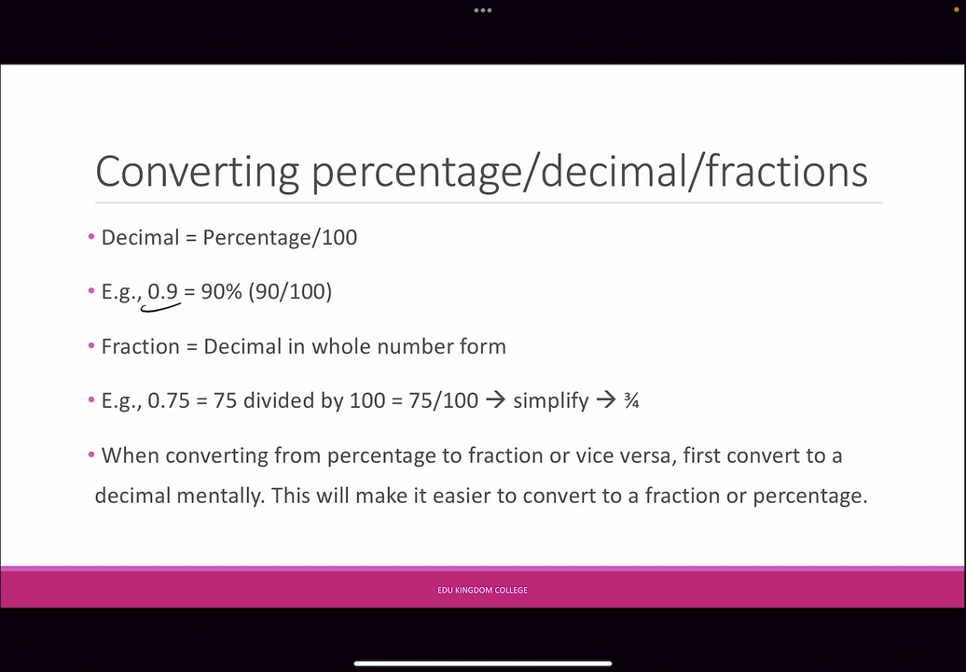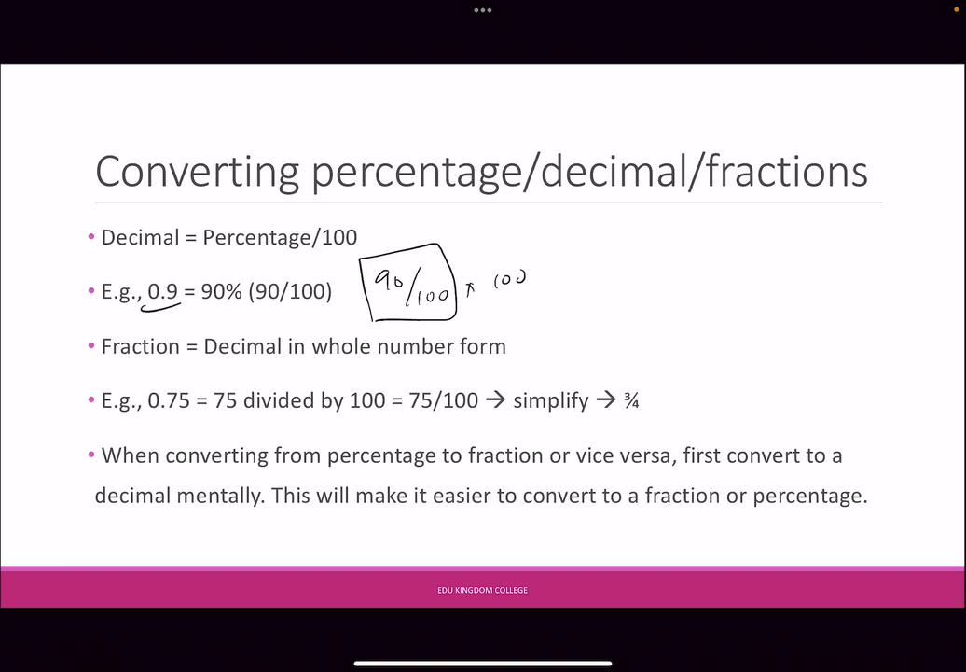A percentage is just a decimal written as a fraction over 100. Sorry, I wanted to clarify that. So if we have 0.9, it's equal to 90 over 100. Basically we're just multiplying the decimal by 100. Now, our fraction is that decimal when we keep it in that fraction form and then simplify it.